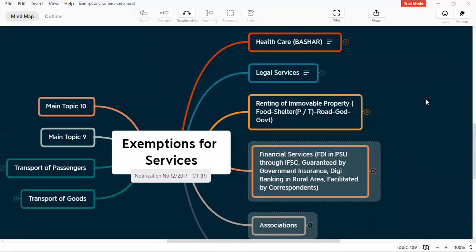So the government said we will not put GST on healthcare related activities. I have just coined a small acronym to remember for your examination. We have used this word Rajinikanth in Tamil. We have one famous actor, and his famous movie is called Basha.